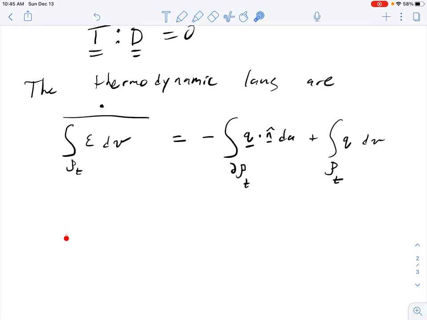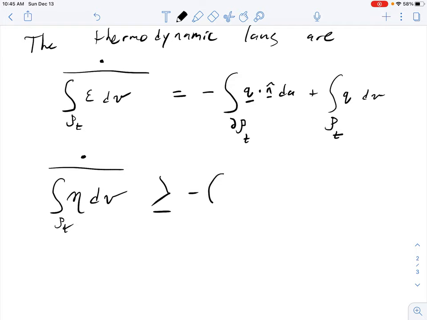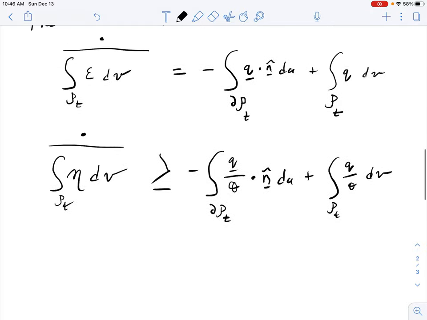All right, so then the second law is that the time derivative of the entropy contained in that region is greater than or equal to minus, so this is going to be the Clausius-Duhem sort of thing, so the entropy flux is q, the heat flux divided by the absolute temperature, dot n dA plus the entropy source due to thermal effects, Q, was specifically due to heating. There we go. And then the local forms of those are simple.